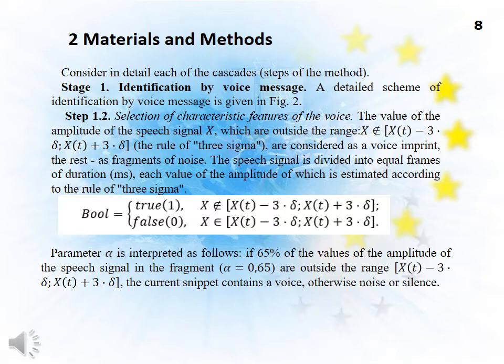The values of amplitude of the speech signal X which are outside the range given by this equation are considered a voice imprint, the rest as fragments of noise. The speech signal is divided into equal frames of duration in milliseconds, and each value of the amplitude is estimated according to the 3 sigma rule. Parameter alpha is interpreted as follows. If 65% of the values of the amplitude of the speech signal in the frame are outside the range, the current snippet contains a voice, otherwise it is noise or silence.